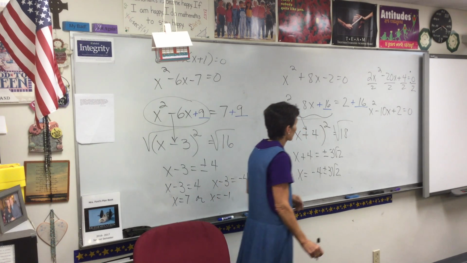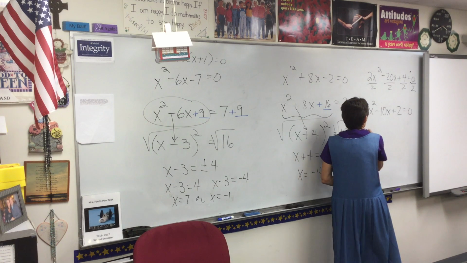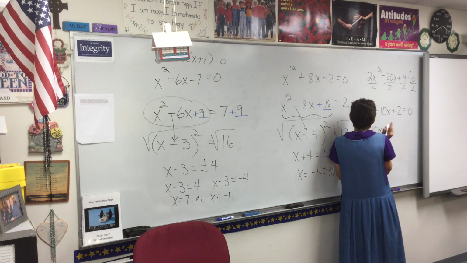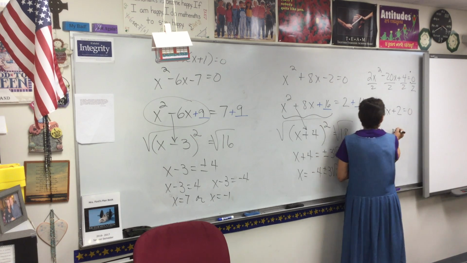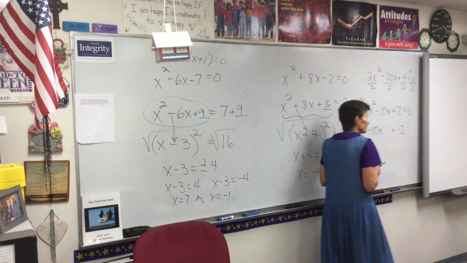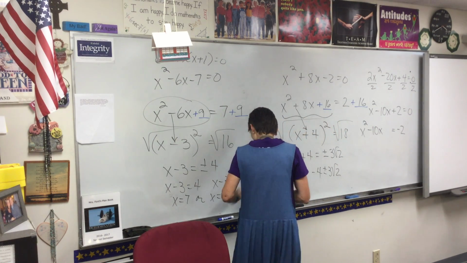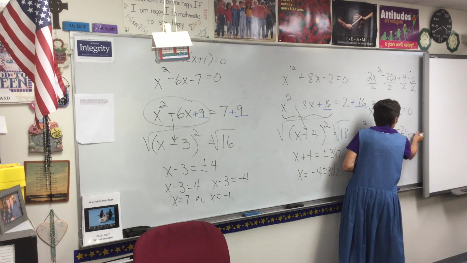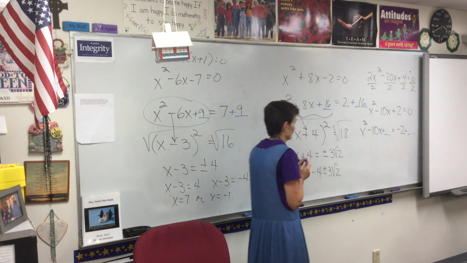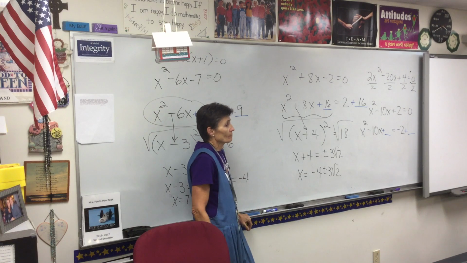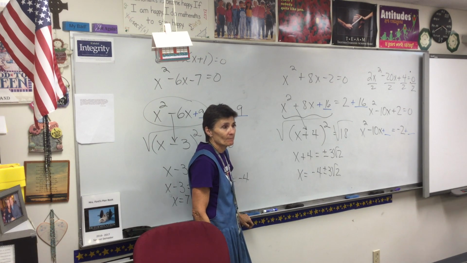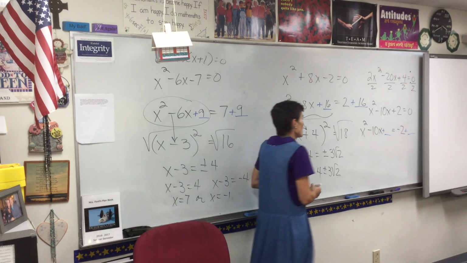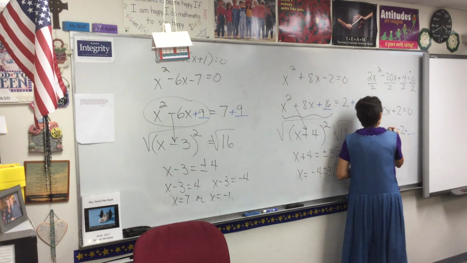Now what? Not yet, subtract the 2. Move the 2 to the other side. The reason you're moving it is so that you have room to put in your new number. What's my new number going to be? 25. Everybody okay with 25? Yeah, half of 10 squared.